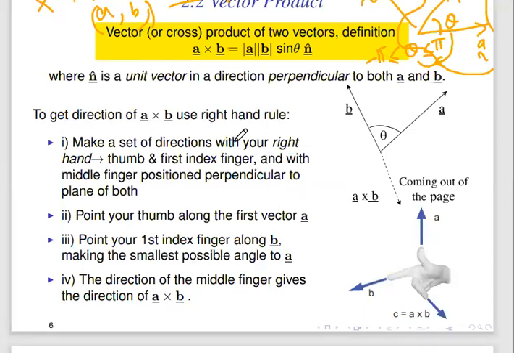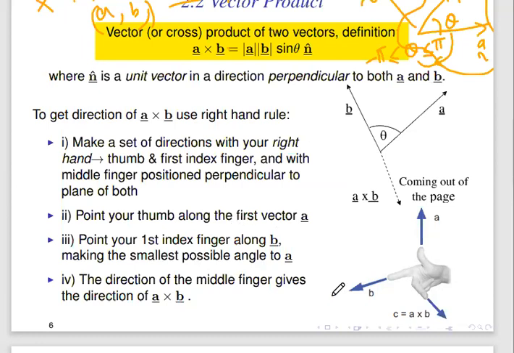How do you find the direction of A cross B? Because cross product is a vector, it has not only the magnitude but also the direction. The direction of A cross B is the direction of this unit vector, right? So how do you find the direction of this unit vector? Definitely you have to use your right hand. Take your right hand.